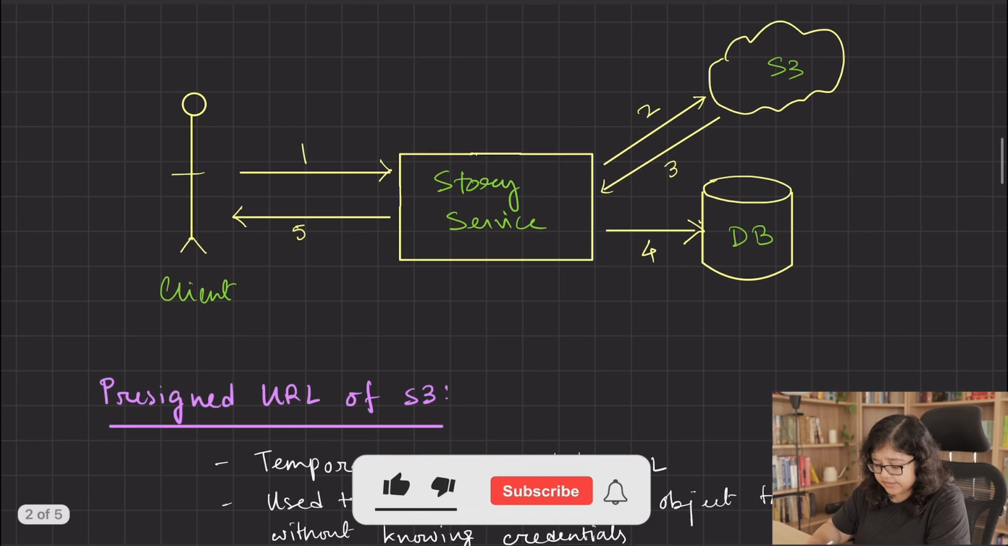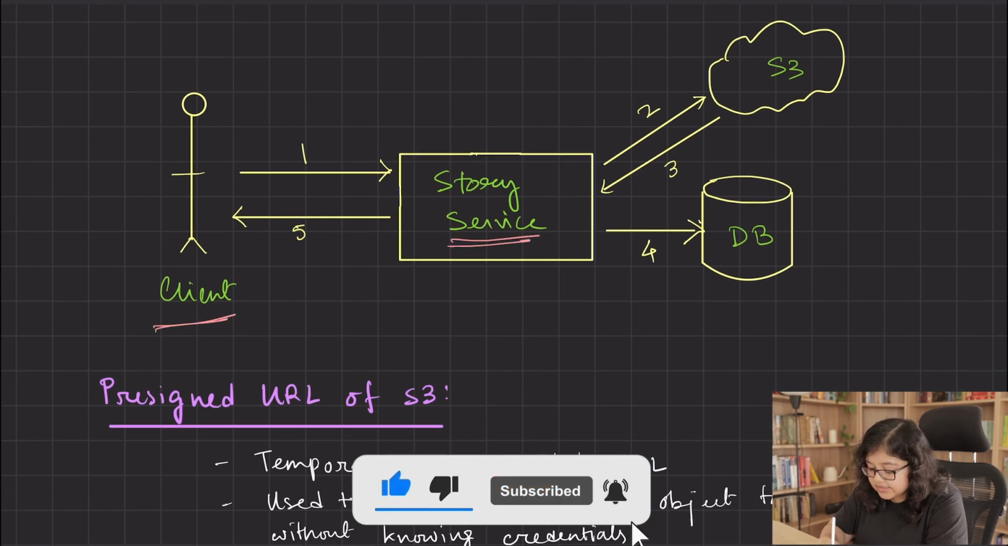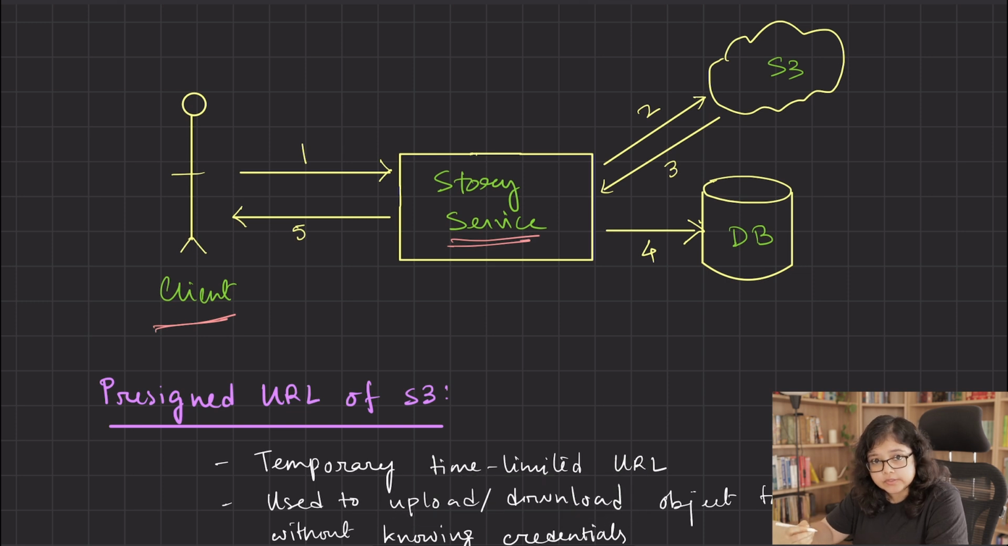Let's start with a simple architecture. Here, the client is sending a request to the story service. Then the story service is uploading the images to a blob storage, let's say S3 for example. And after the uploading is done, the service will insert some metadata about stories to the database. And after the insertion is done, it will send the response back to the client.